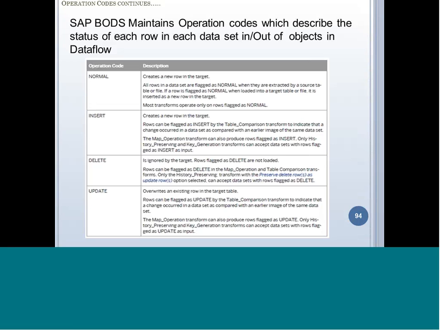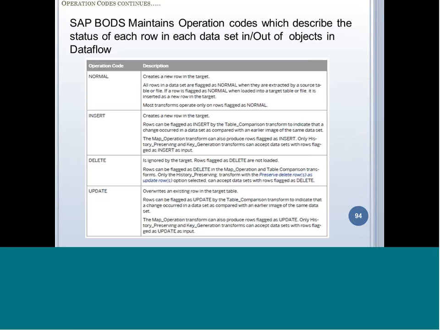Also remember that normally the map operation is used with the table comparison. The combination is very important. If anybody asks you what transformation follows the table comparison, it is the map operation. That's what we have to understand.